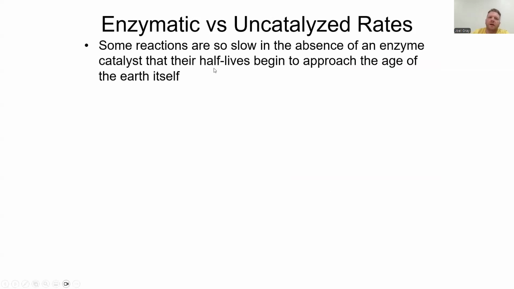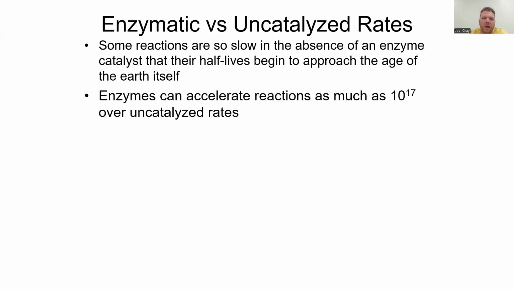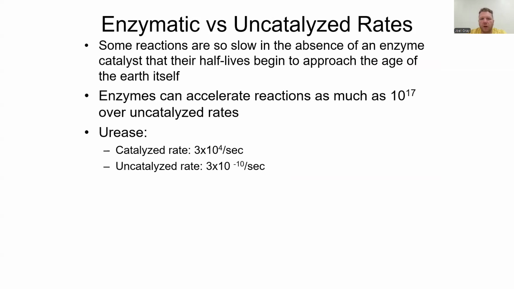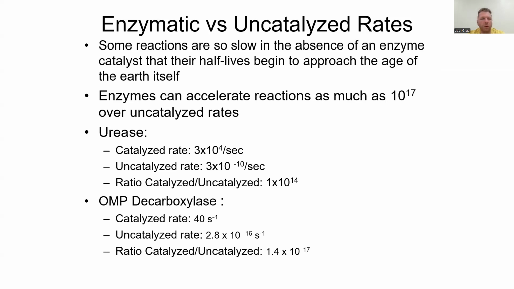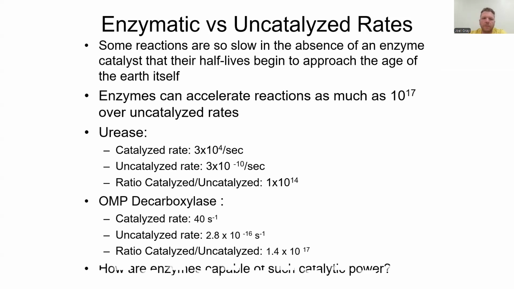Now, enzymatic and uncatalyzed reactions. Some reactions are so slow in the absence of an enzyme catalyst that their half-lives begin to approach the age of the Earth itself. Enzymes can accelerate reactions as much as 10 to the 17th over the uncatalyzed rates. Urease has a catalyzed rate enhancement of 1 times 10 to the 14th. Then there's an enzyme known as OMP decarboxylase, which is involved in nucleotide degradation. You're going to see an increase in rate of 1.4 times 10 to the 17th.